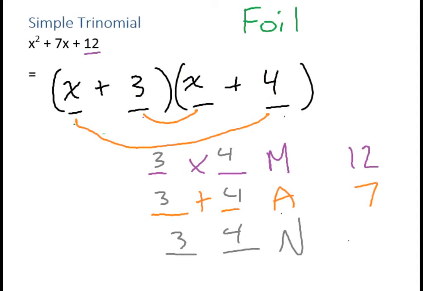Now I know it has to be a positive inside here because they have to multiply to 12, so they either both have to be positive or both negative, and then they add to positive 7. So plus 3 and plus 4 will work.